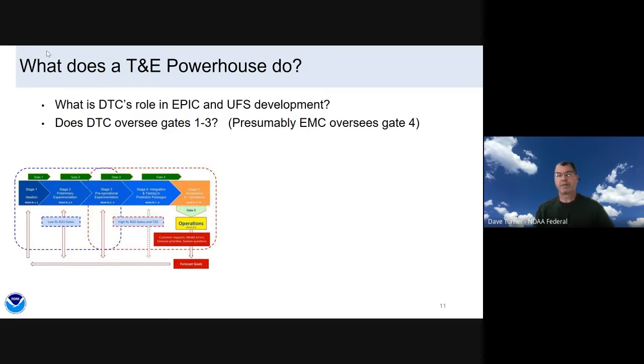Henrik gave a nice presentation showing the various gates moving through the readiness levels from one through operations, and the various gates going through different stages of development. Presumably, the Environmental Modeling Center is going to oversee gate 4. They currently do, and they'll continue to do so in the future. But what should DTC be doing relative to those earlier gates? Henrik made a good point that DTC has a real role to play in gate 3, and perhaps some roles in gates 1 and 2. Defining what those roles are would be very useful.